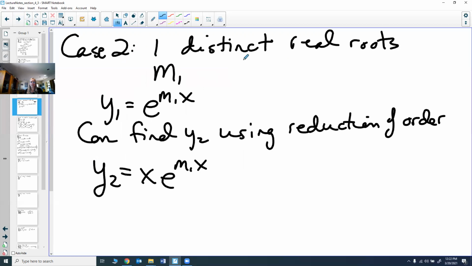Let's look at case 2, where we have one distinct real root. We'll call it m1, which means we have y1 equals e to the m1x. However, a first order differential equation has one solution. A second order differential equation should have two solutions. A third order differential equation should have three solutions. So this should have two solutions. I only have one. But I could find y2 using reduction of order.